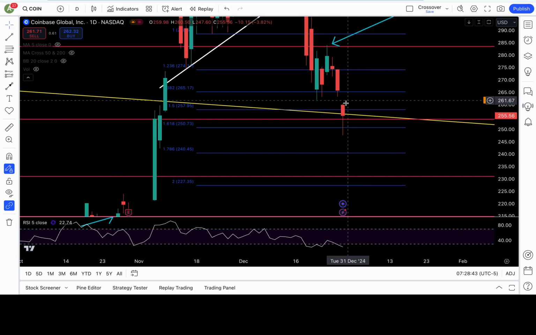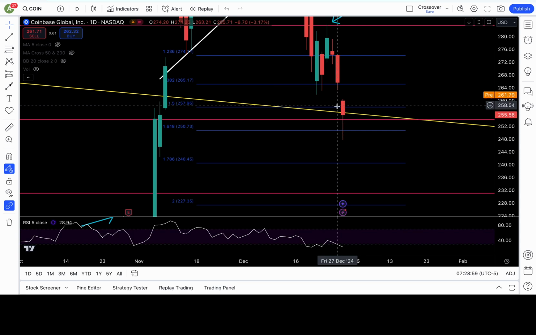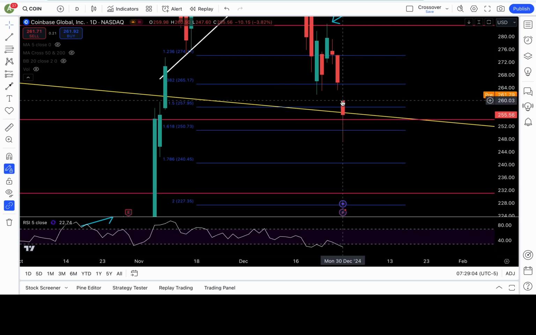Now, Coin, I had a fib level around 265. I mentioned I'd be bearish below it. Coin gapped below it. And like I said in yesterday's video, when that happens, you just got to watch for the next level, get ready for the next setup. And I had 260 and 258 as support. We broke those all down, and it gave us an incredible move to the downside intraday.